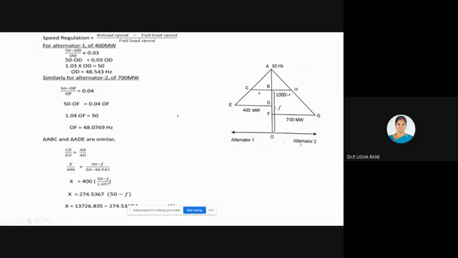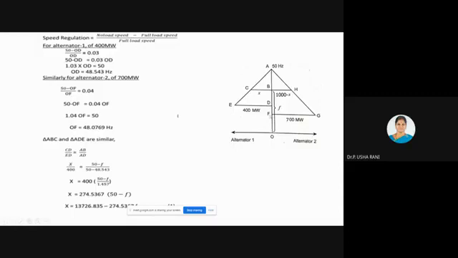Similarly, for alternator 2, the capacity is rated 700 megawatt. So you draw the speed group characteristics line with the 4%. Then A, G, F you complete.